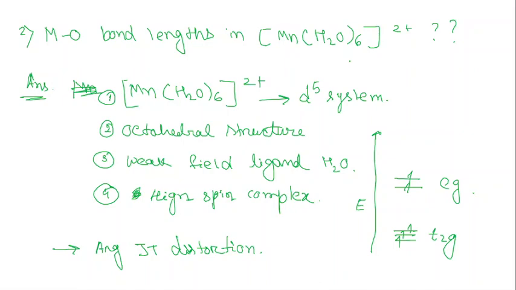So now I am discussing the Jahn-Teller distortion. Here we can't see any Jahn-Teller distortion which can lead to the elongation or compression. Okay, so here all the M-O bond lengths are equal.